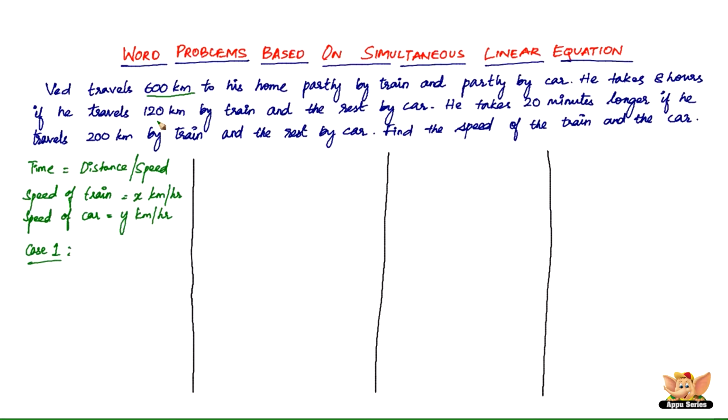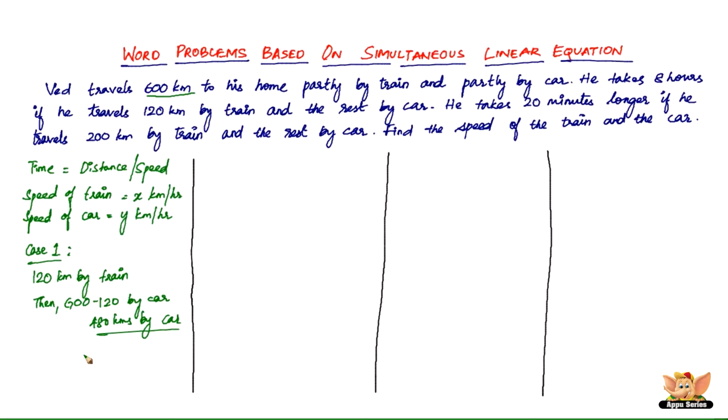So now if Ved travels 120 kilometers by train, then he travels 600 minus 120 kilometers by car. That is nothing but 480 kilometers by car. Right? So now we need to find the time separately. Like, how much time does he travel in train and how much time does he travel in car? Because we know the total time. So once we find the time, and since we've got the distance, all we have to do is find the speed.